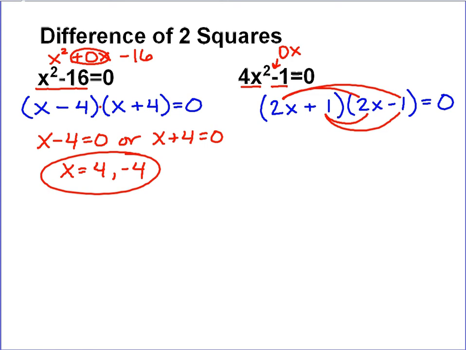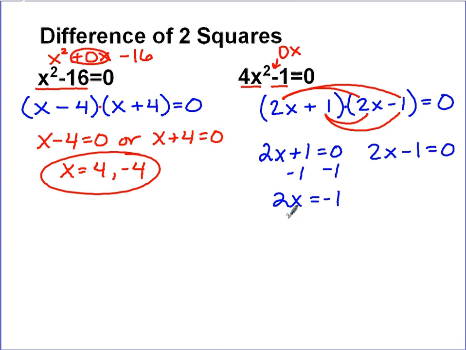Okay, so now we just need to look at this and say, hey, we have a product here. These two things are multiplied to 0. The only way that can happen is if one of them is 0. So I'm going to say either 2x plus 1 equals 0 or 2x minus 1 equals 0. Okay, solving this, I would subtract 1 from both sides. 2x equals negative 1, divide by 2, and x equals negative 1/2.